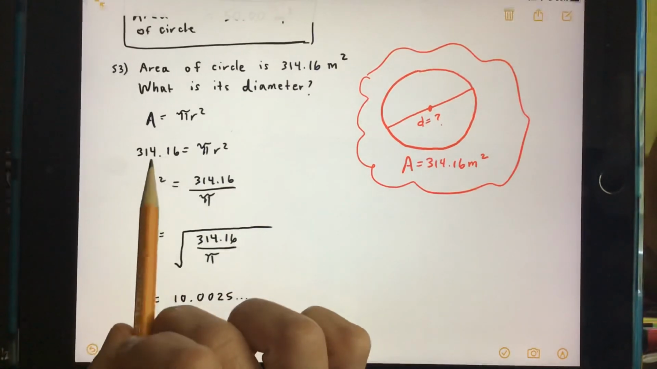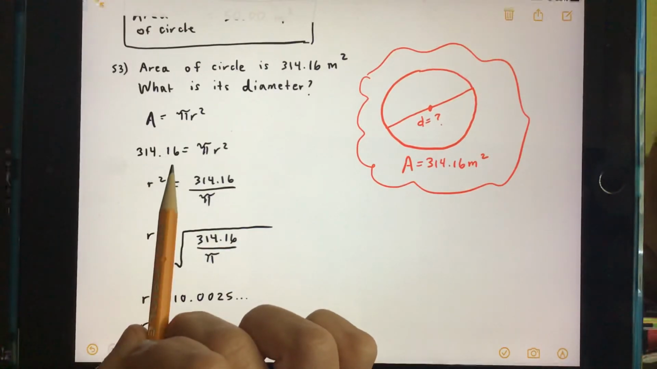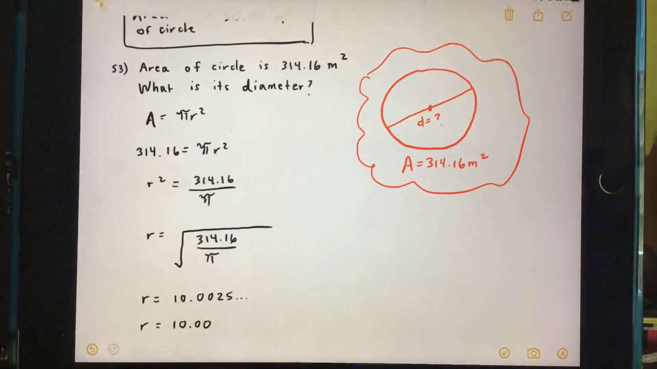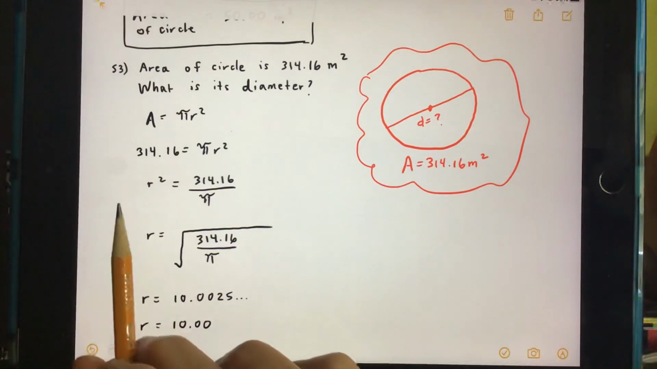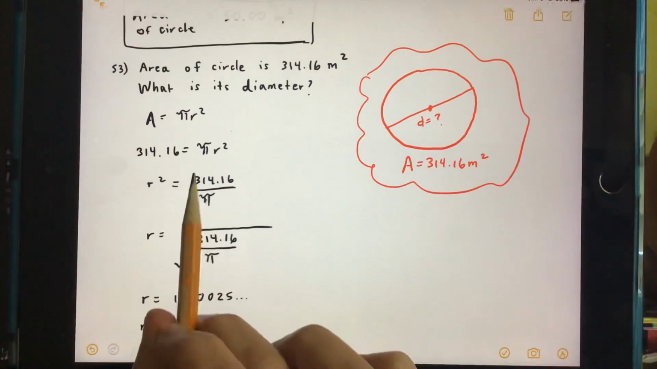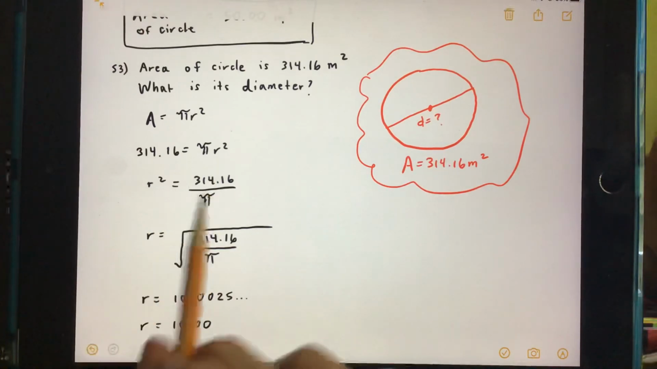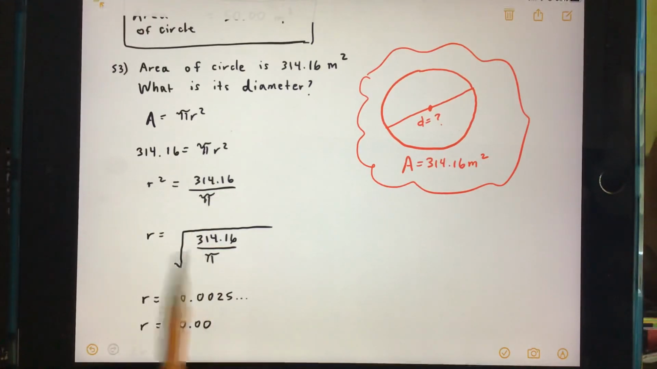So my area is 314.16, and that's equal to pi r squared. Again, I'm solving for r. So at this point, I will divide both sides by pi and reverse the sides. And then I'm going to take the square root of both sides.